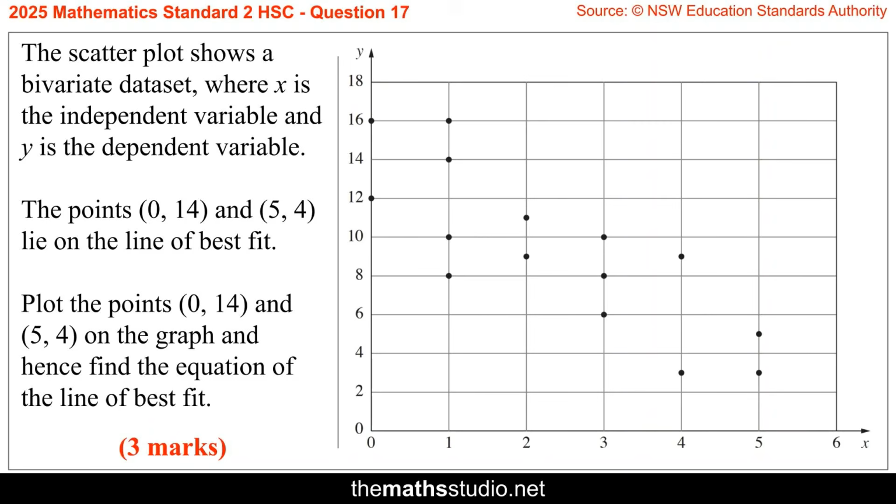Question 17. The scatter plot shows a bivariate dataset where x is the independent variable and y is the dependent variable. The points (0,14) and (5,4) lie on the line of best fit. Plot the points (0,14) and (5,4) on the graph and hence find the equation of the line of best fit.